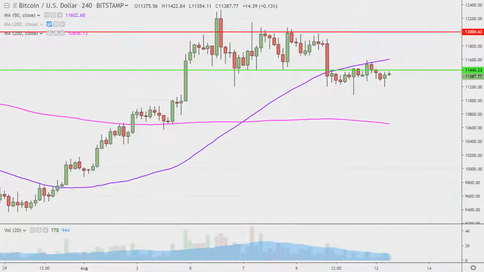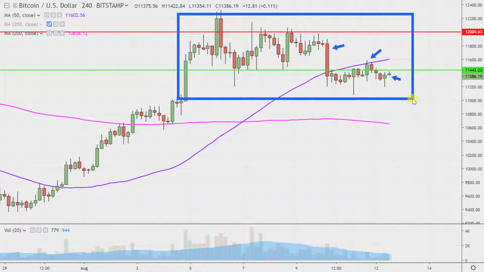Real quick, what do I mean by 4-hour in case maybe you're new to charts? Instead of each one of these candlesticks here representing 1 day's worth of price action, which is what you would normally see, each one represents 4 hours. So all this here may look like a few weeks worth of time. It's actually just the past several days broken down into 4-hour time slices.